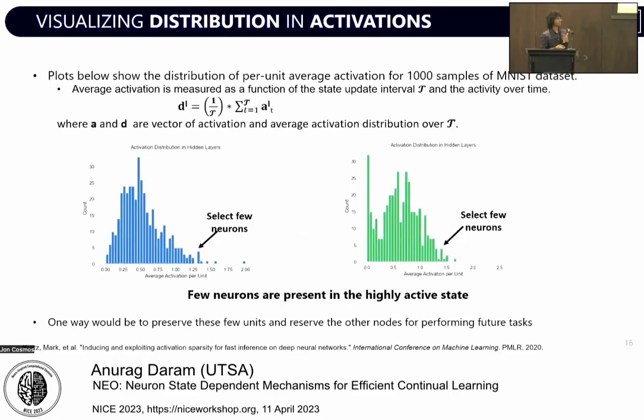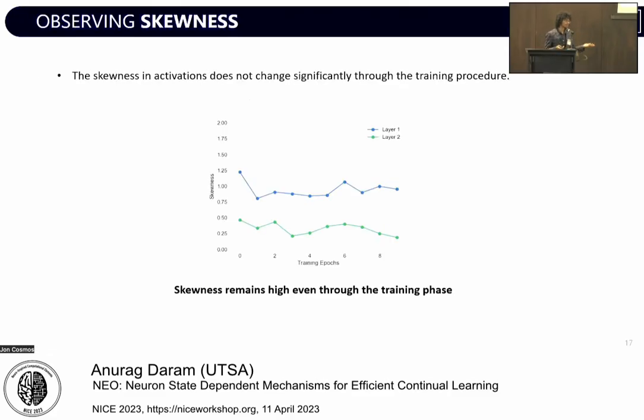In addition to this, I also wanted to see how the distribution of the activations looks. So I did one more experiment in which I took the per-unit average activation over 1,000 samples of the MNIST dataset. We can see that it's a very skewed distribution in which only a few neurons are highly active. One way to preserve this knowledge is to protect these few units and reserve the other nodes for learning future tasks. One more question that arises: since this is a trained network, will this skewness remain even during training? I checked for that also, and we can see that even for 10 networks, the skewness remains high through the training phase. So this shows that we can use these activations as a mechanism to compute importance.